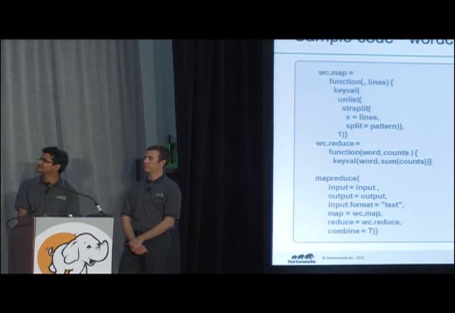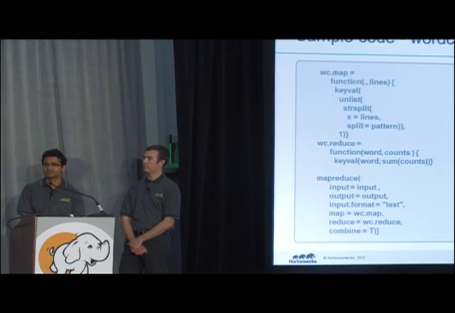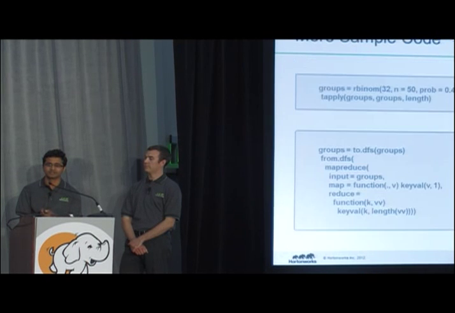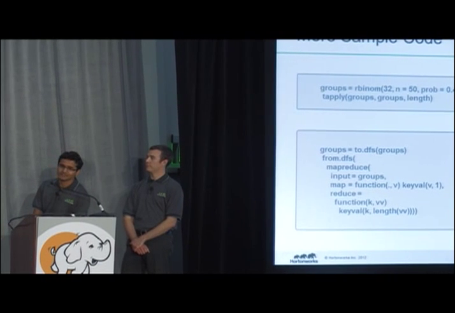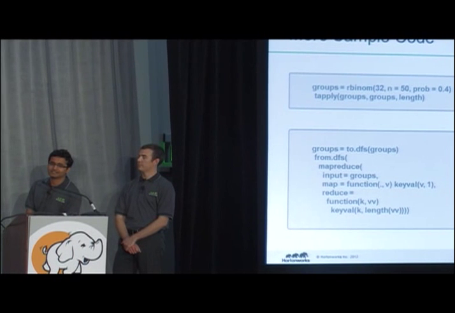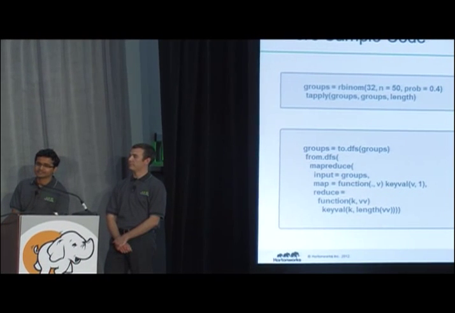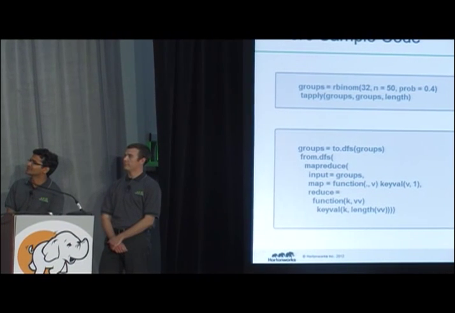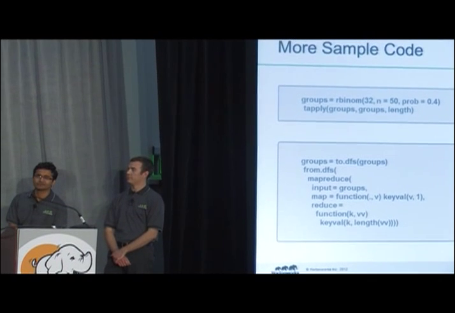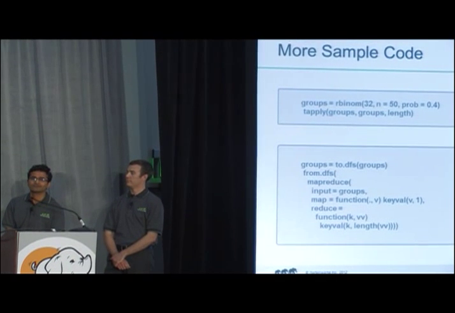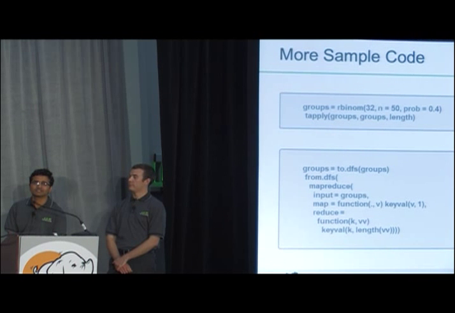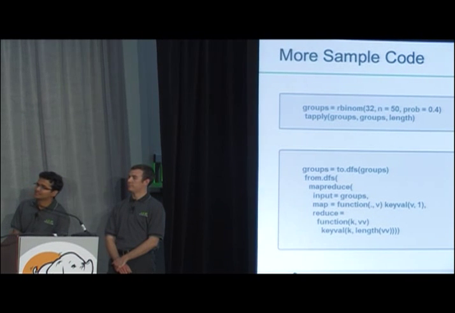Next we'll go to an example where there's an algorithm, or an R function, and how you code the same thing using RMR. So this is a binomial that returns a list, and then you are doing an apply on that, trying to find the number of occurrences of each value in the binomial.